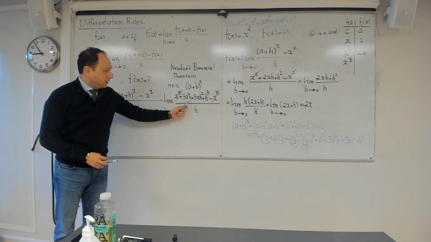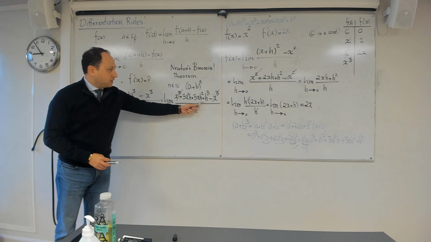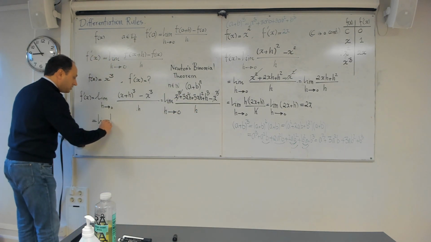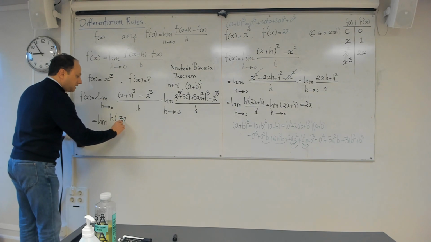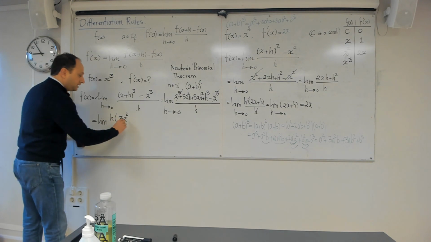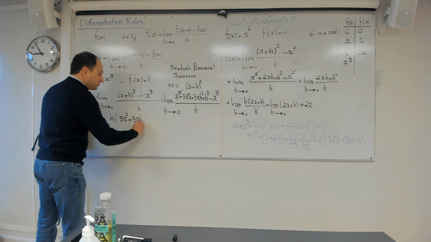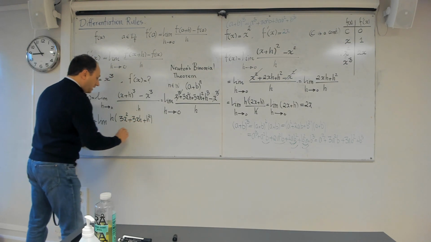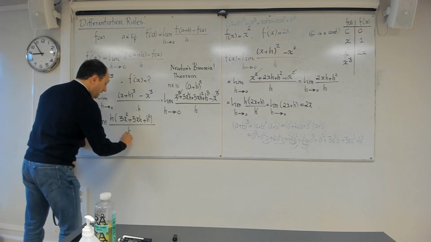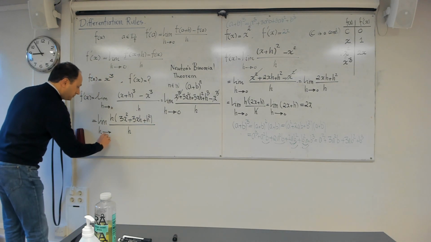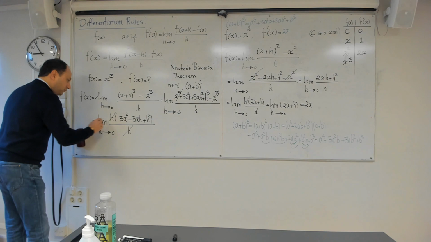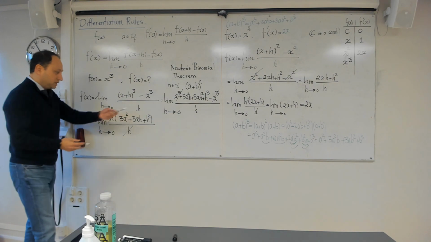Factorizing what? H, only h, yes? Because this is the highest power of h which is in common. So I can just take h out, and then it is 3x squared, and the next one becomes 3xh, and the next one becomes h squared, and then I have to divide this by h goes to 0. And then this one and that one are cancelled. So, and then what is the answer now?